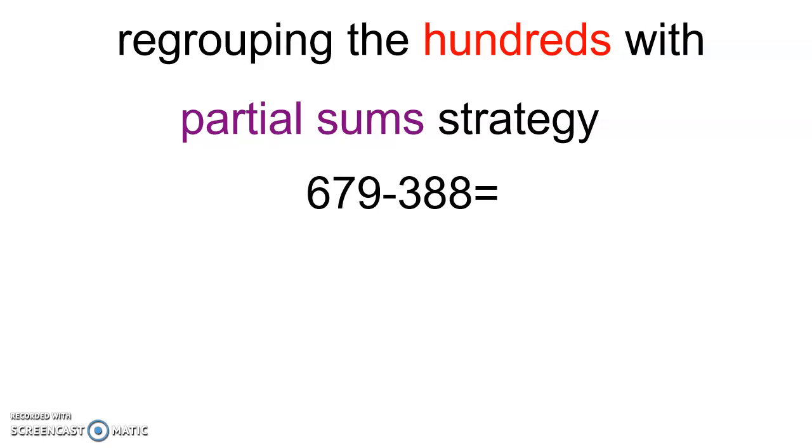We call that regrouping. So it's really the same concept, just it looks very different in the way that the students work the problem out, but the concept itself is the same. We call it regrouping though. So I'm going to show you today how to regroup from the hundreds place to the tens place using the partial sum strategy, which is the strategy that we encourage our students to use the most because it's the most efficient strategy. So let's say I had the problem 679 minus 388.